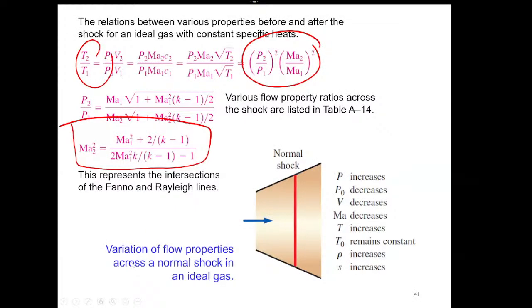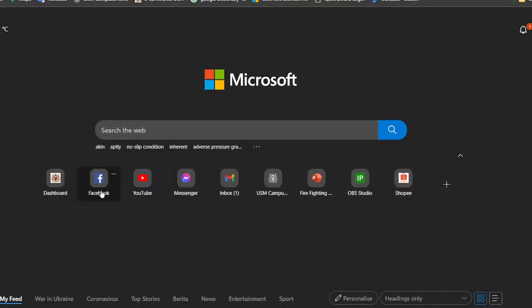This is the variation of flow properties across a normal shock for an ideal gas. So there is a normal shock in the system, so the properties will also change. Some of the properties increase while some decrease, and some remain constant.